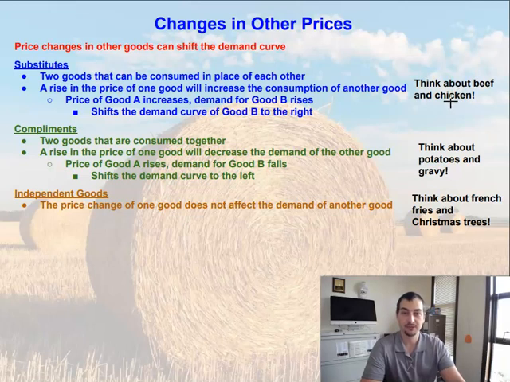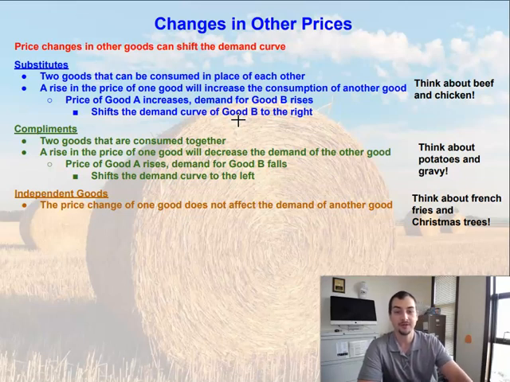So substitutes are two goods that can be consumed in place of each other. Chicken and beef are substitutes. You've got beef and pork are substitutes. You've got Dr. Pepper and Sam's Cola. A lot of people like to say that Pepsi and Coca-Cola are substitutes. That's just not true. I mean, you're going to go with one or the other. They're not really substitutes because a lot of people will not switch. But in reality, there truly are substitutes. We talk about coffee and tea.